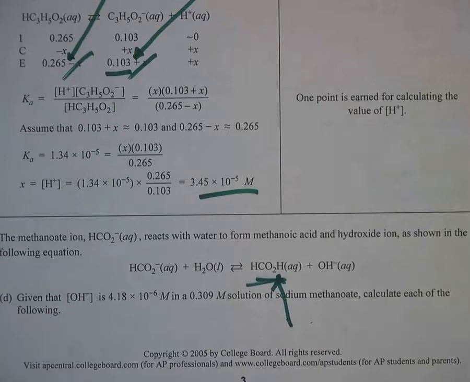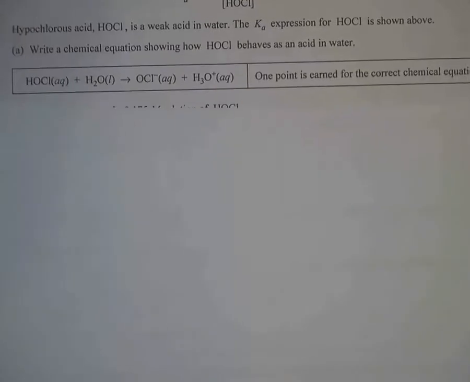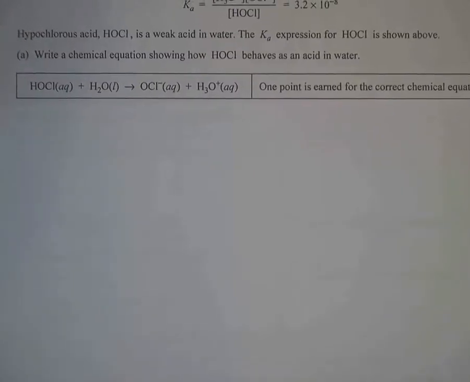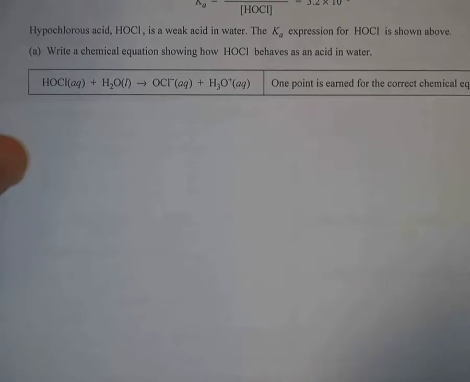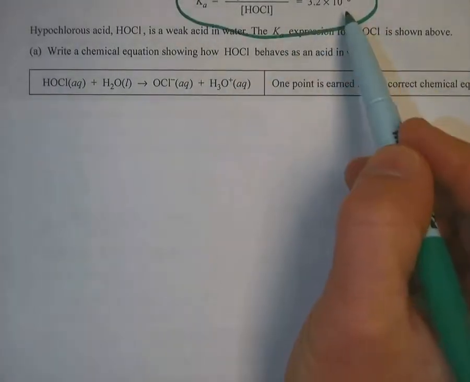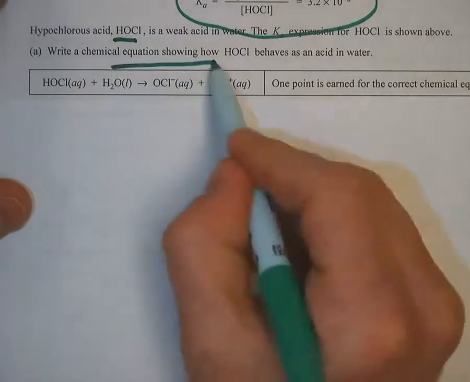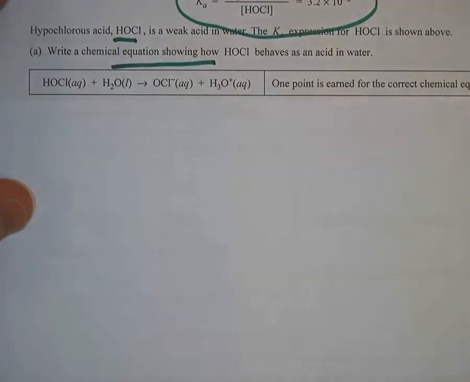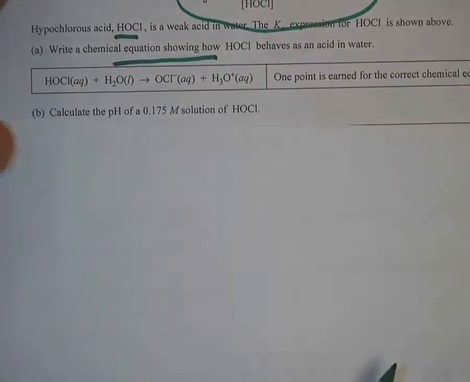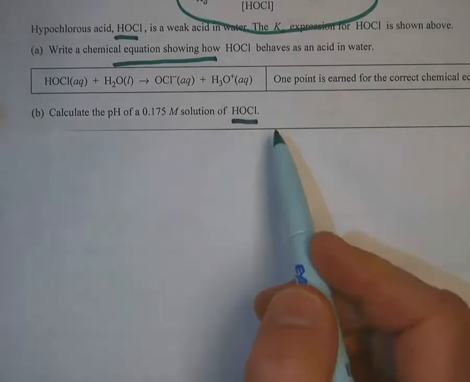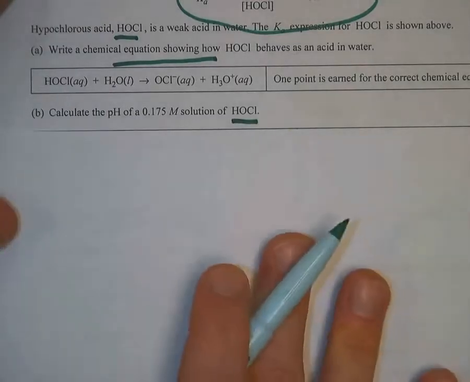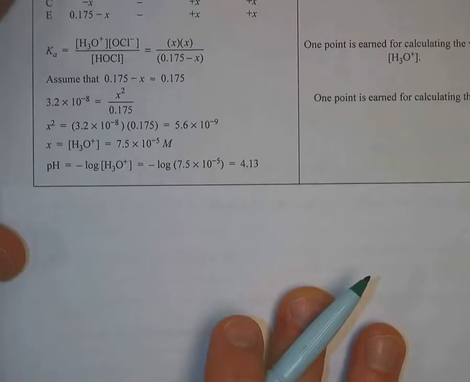Let's look at another one. This is 2005, Form B. Hypochlorous acid, weak acid in water. They give you the Ka expression and the Ka right here. Notice they write it correctly, HOCl. Write the chemical equation. Most challenging part of these, I think. Calculate the pH of HOCl. Hope you get one of these. This is a really straightforward chapter 16 problem. ICE table. End up with a pH of 4.13.